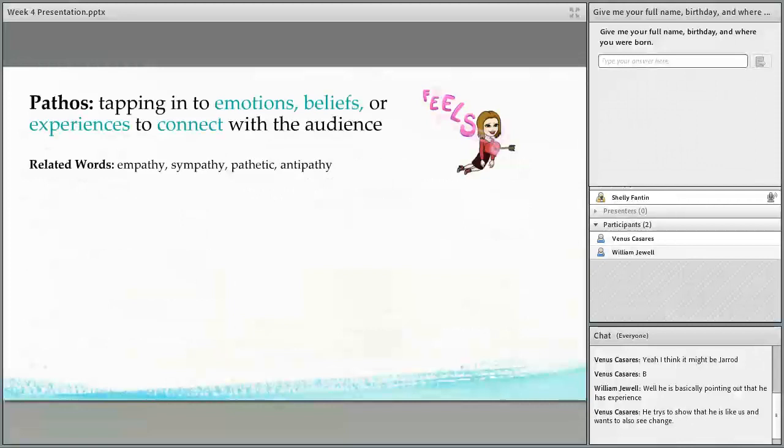All right, pathos is all about empathy and sympathy and your emotions and your beliefs and your experiences. They try to connect with the author. So the way I remember this one is it's pathos, but it's like the path to your heart. They're trying to find the path to your heart to take those heartstrings and mess with them and get you to agree with them. That's how I see it.